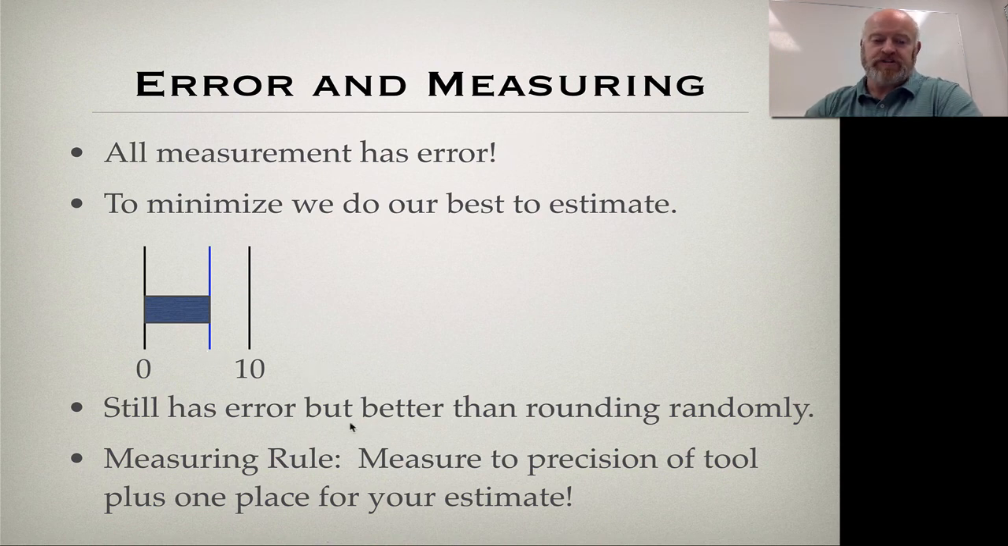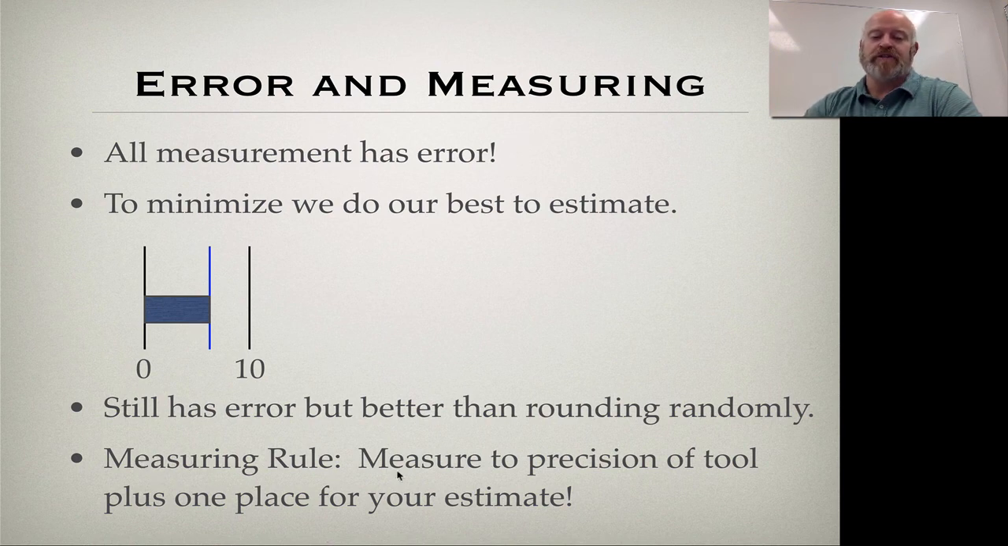Is it still possible that there are errors here? Absolutely. But with this estimation, it's better than not estimating. Because if we didn't estimate, our choices would be that this is either 10 or 0. Well, it's not 0, it's not 10, it's somewhere in between those two numbers. So from that, we get this rule.